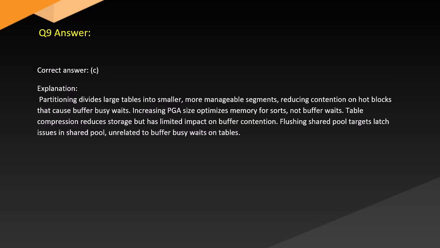Answer. Correct answer: C. Explanation. Partitioning divides large tables into smaller, more manageable segments, reducing contention on hot blocks that cause buffer busy waits. Increasing PGA size optimizes memory for sorts, not buffer waits. Table compression reduces storage but has limited impact on buffer contention. Flushing the shared pool targets latch issues in the shared pool, unrelated to buffer busy waits on tables.